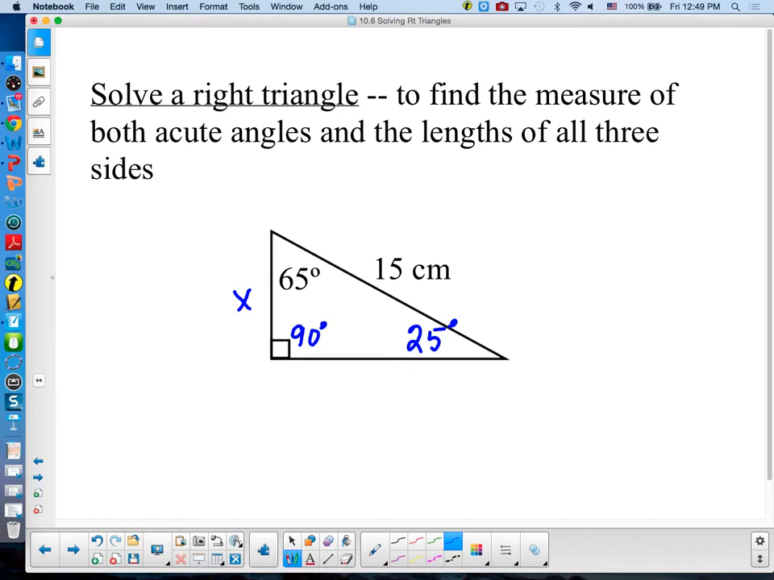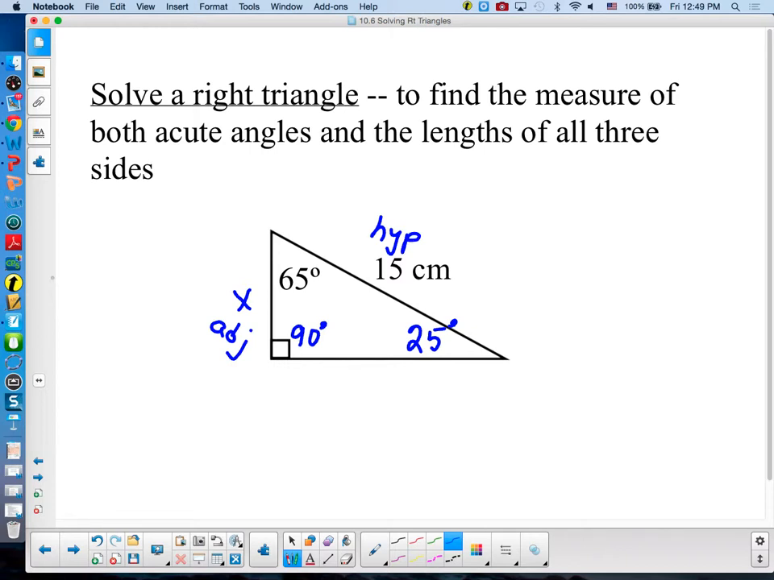Now that we have all three angles, you have to decide which angle you want to use. If you're doing the trig ratios, you're not going to use the 90 degree. You're going to use either the 65 or the 25. I'm going to use the 65. What trig ratio would I use to find x? Cosine is right because x is adjacent and the 15 is the hypotenuse.